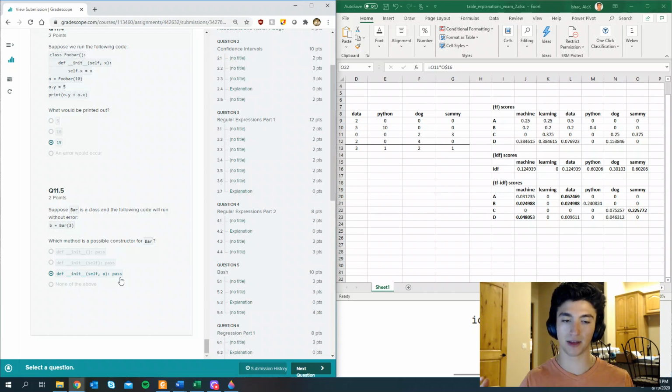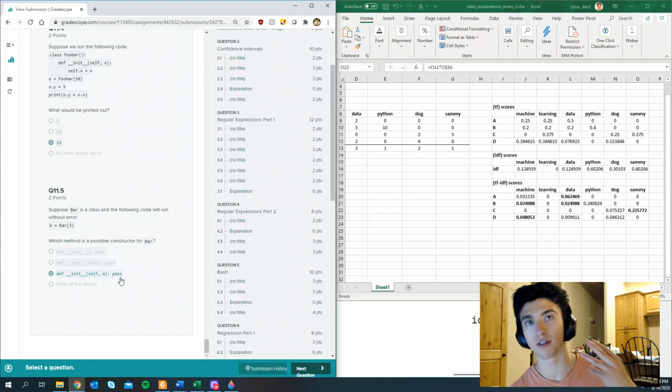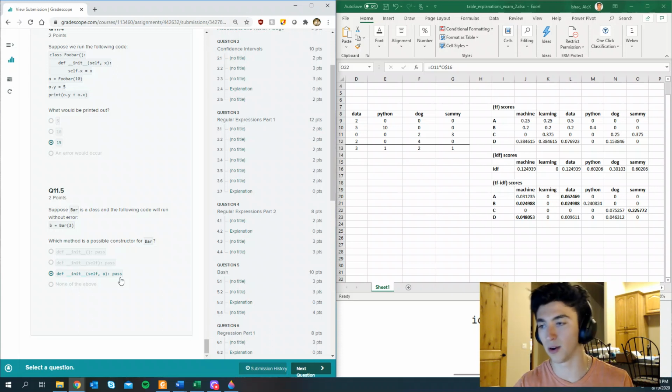Well, methods for a class take an extra self argument. That is really key, because therefore when you pass 3 to the class bar, you must include 2 arguments, one for self and one for the integer 3, or whatever integer you're passing. And those are the only 2 arguments accepted in option C, which is why that is the correct answer.